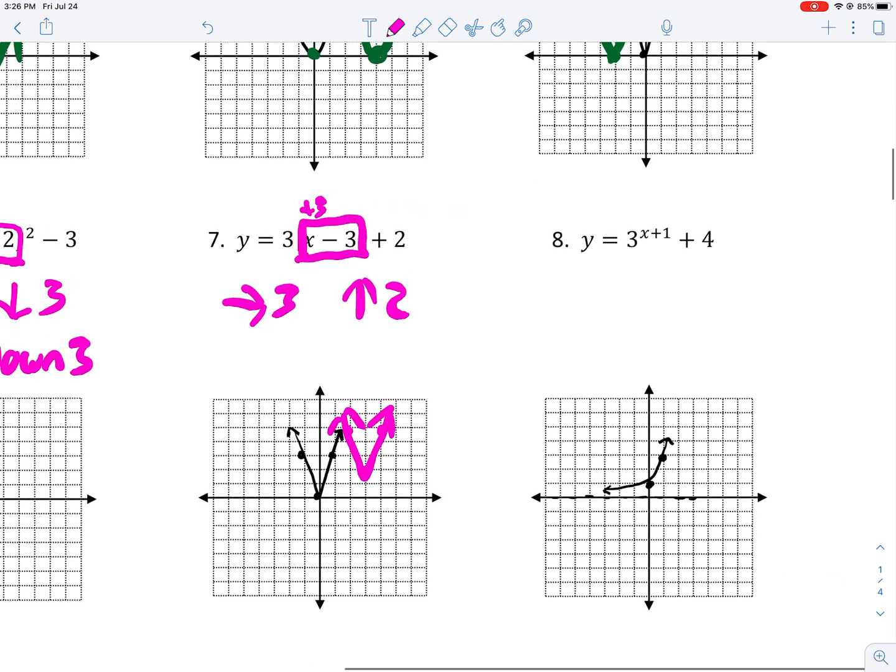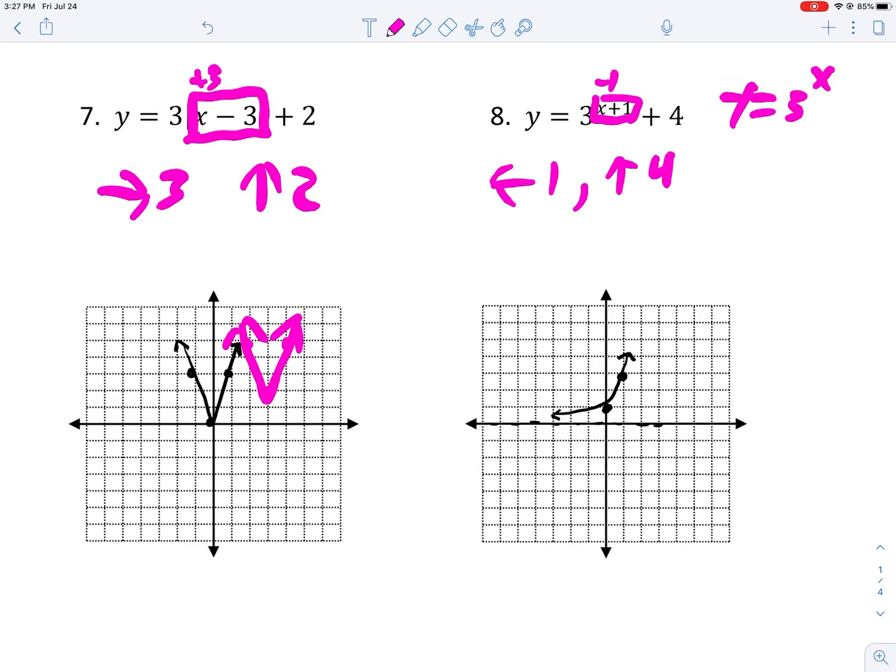Okay. Then the last one. So here's the parent function, right? This is a sketch of y equals 3 to the x. But now it's been shifted. So to the left 1 and up 4. Again, why is it left 1? Because what makes that equal to 0? Negative 1. Well, where's negative 1? That's left. Negative means left. It's a direction.